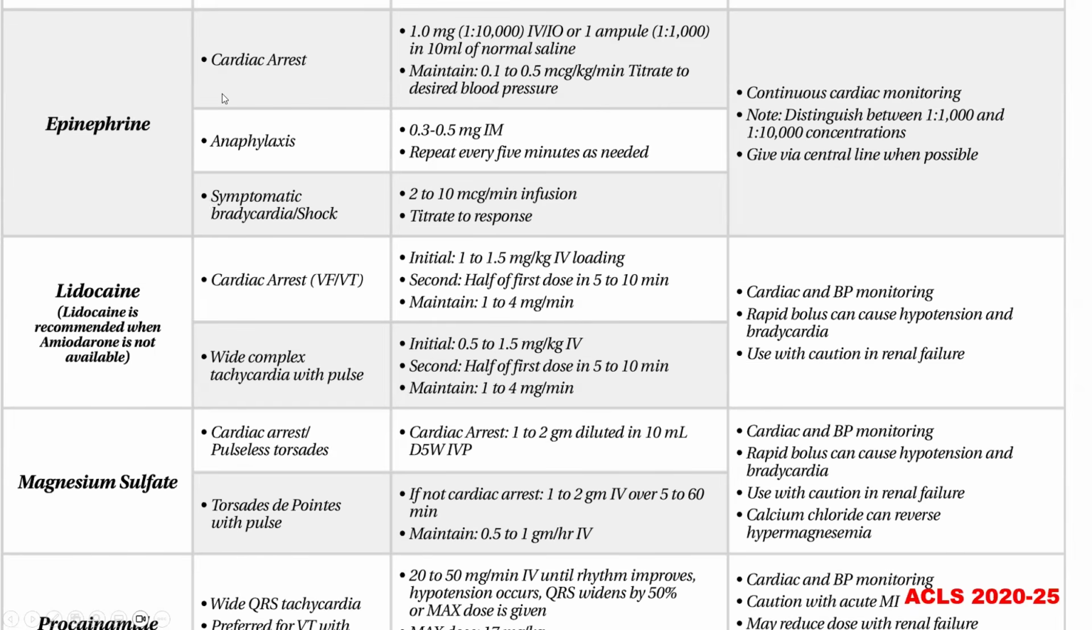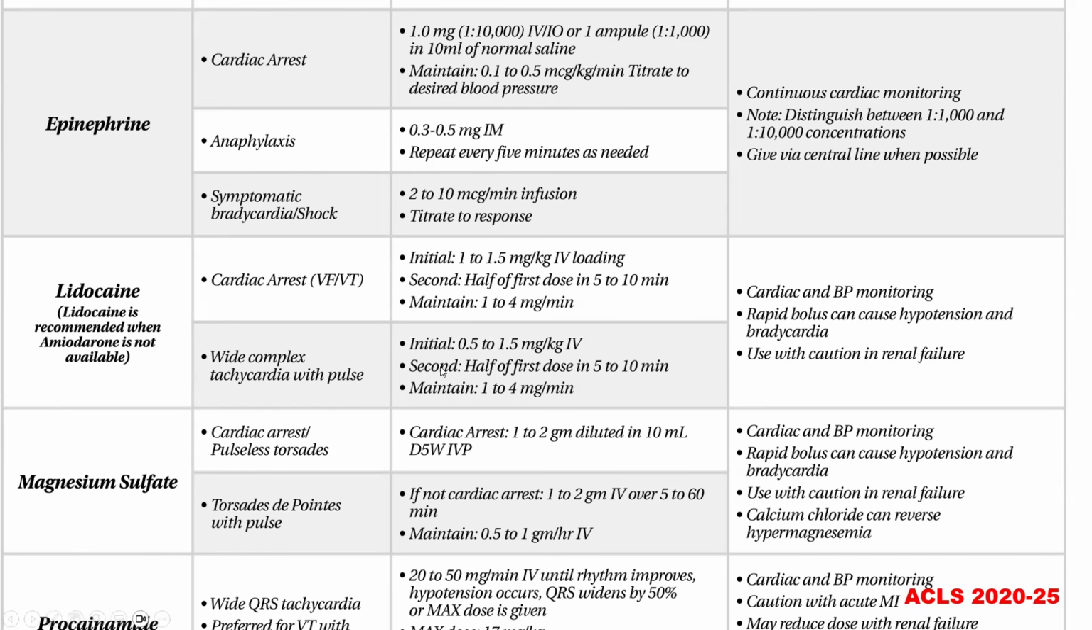In symptomatic bradycardia and shock, 2 to 10 mics per minute infusion. Titrate to the response. Continuous cardiac monitoring is necessary. If you have a central line, that is preferable. If you don't have a central line, once the patient is stabilized, you can place the central line and switch the epinephrine.